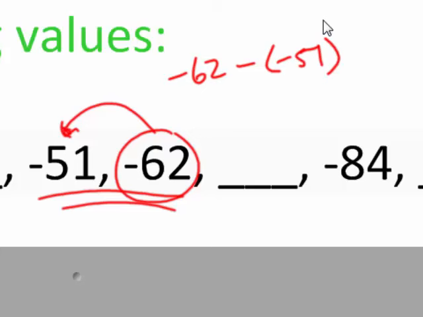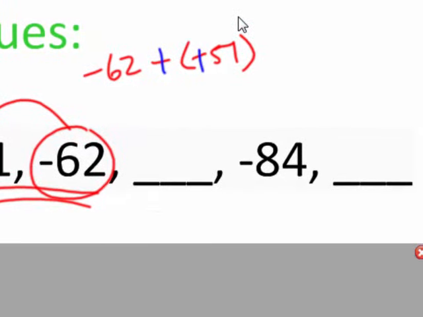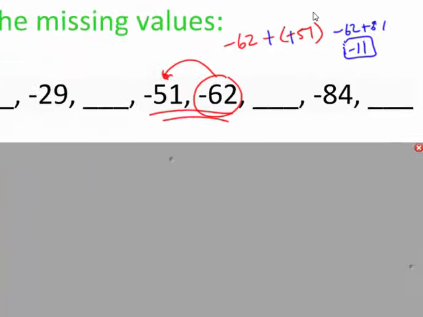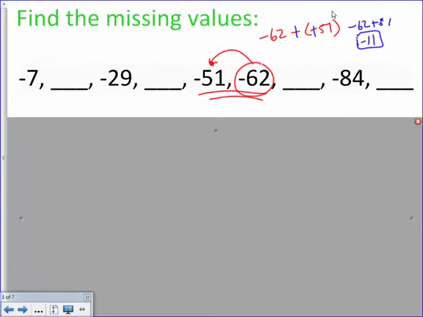Okay, so if you have a calculator, that's great. Bust that out. Otherwise, minus a negative is really adding a positive. So negative 62 plus 51 gives me negative 11. So it's going down 11 each time. So down 11, down 11, down 11. So negative 7 and a negative 11 give me what? Negative 18. So if you have a calculator, you should be able to rock this off.